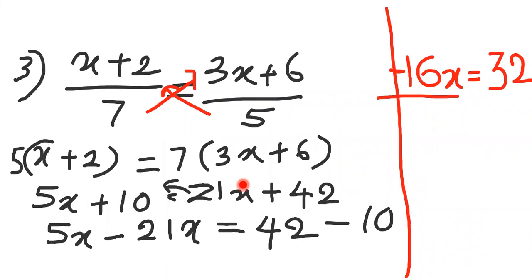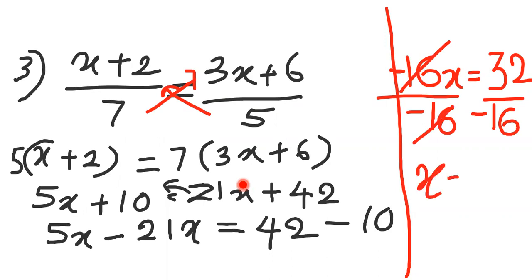Now what do you have to do? Divide both sides by negative 16, so that you can cancel negative 16 and negative 16, and you can divide 32 by 16. When you divide a positive value by a negative value, you get a negative answer, and 32 divided by 16 is 2. So x is equal to minus 2. Right?